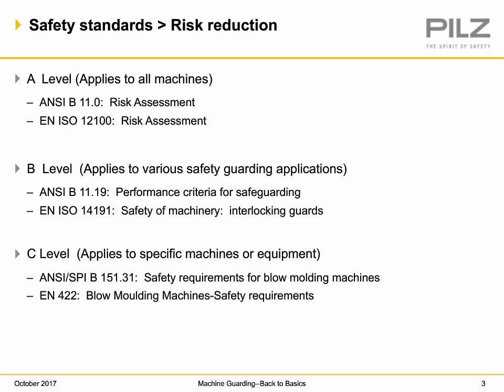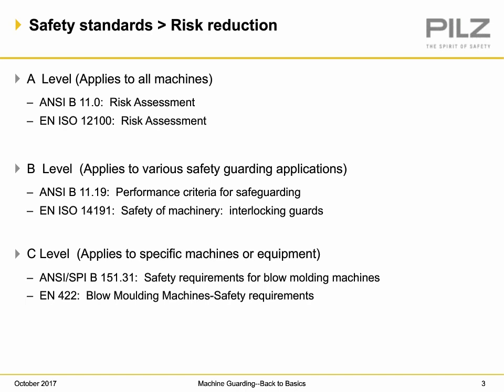Your B level standards apply to various safety guarding applications. And these are examples. These aren't all inclusive. You have ANSI B11.19, which is a performance criteria for safeguarding. In Europe, you have EN ISO 14119, which deals with safety of machinery, particularly with interlocking guards.